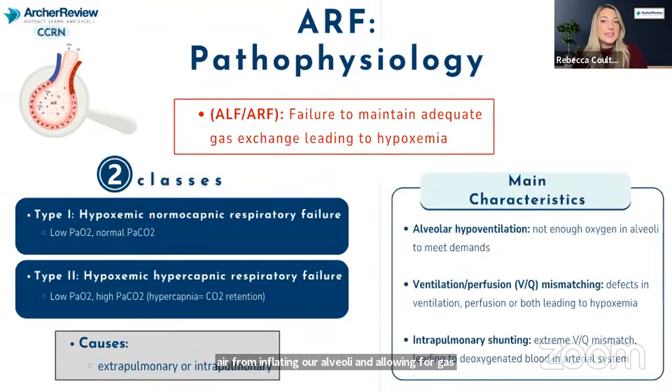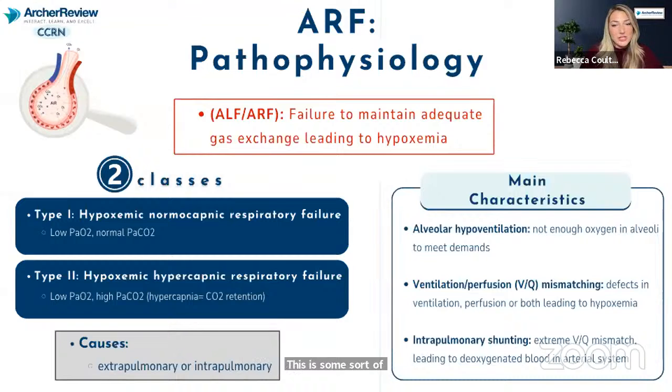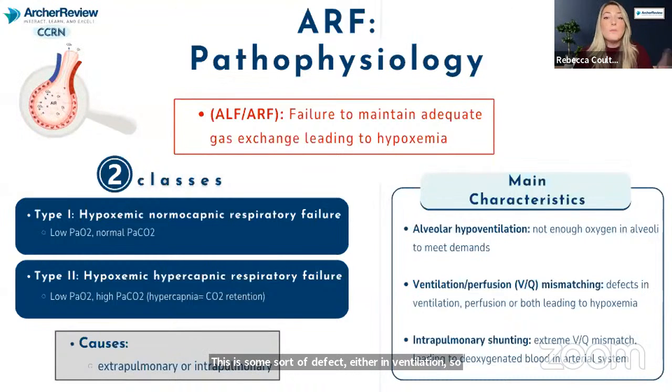We can also see some amount of ventilation perfusion mismatching. We talked a lot about this in the A&P webinar last week. This is some sort of defect, either in ventilation, so with that alveolar hypoventilation, or perfusion, or both. But either way, we're leading to hypoxemia. We're either not ventilating well, or we're not getting blood flow to the ventilated alveoli to allow for proper gas exchange.